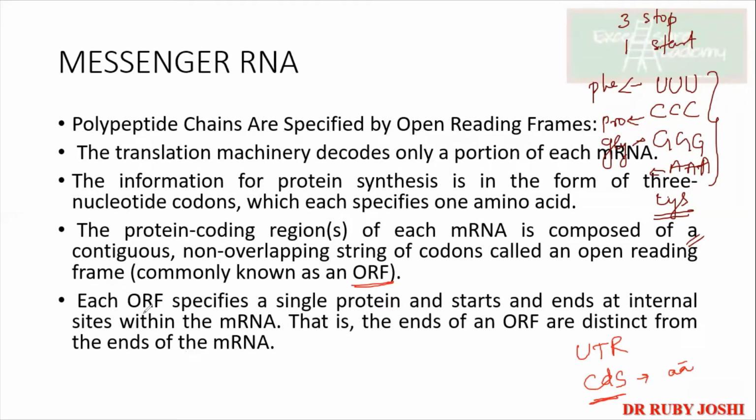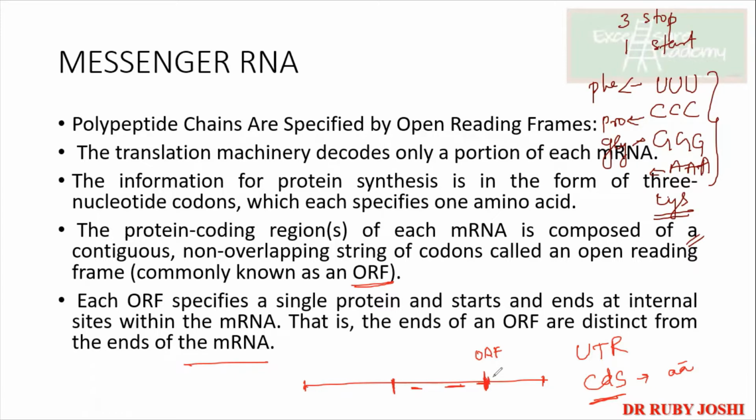Okay. Now each ORF specifies a single protein and starts and ends at internal sites within the mRNA. So the ends of the ORF are distinct from the ends of the mRNA. तो इसका क्या मतलब हुआ? ये अगर आपका mRNA है, so the codons in here are going to determine the end of the translation, यानी कि ORF का end होगा. So it is not necessary कि आपका इतना बड़ा mRNA तो इतना बड़ा ही आपका polypeptide chain होगा. Your mRNA can have an open reading frame from here till here. Okay, it just depends on the sequence it is carrying. वो सिर्फ information है जो carry कर रहा है. Rest, the length of the polypeptide chain is determined by that information.